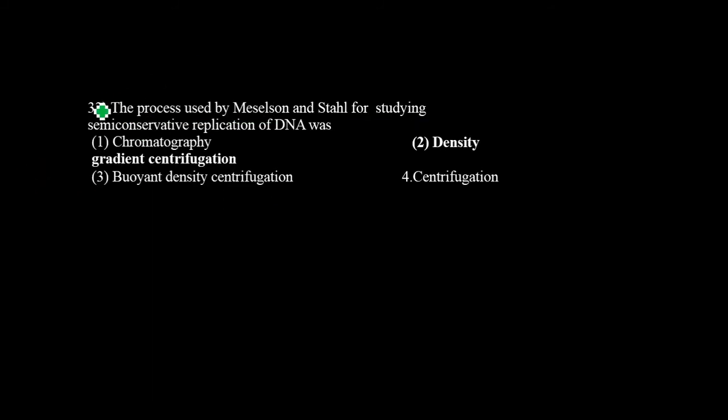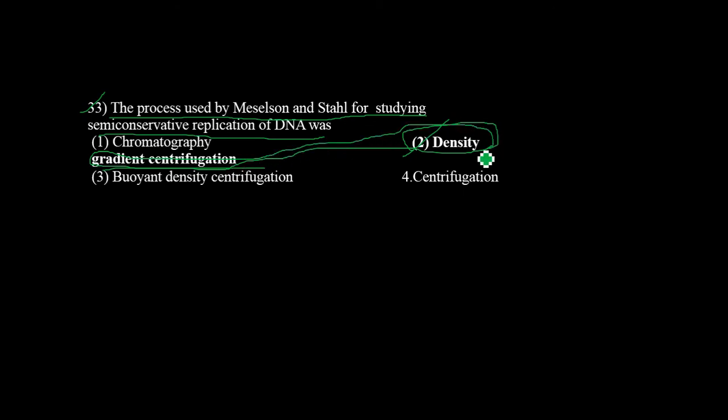Next, question number 33. The process used by Meselson and Stahl for studying semi-conservative replication of DNA was density gradient centrifugation. By using density gradient centrifugation, Meselson and Stahl studied the semi-conservative type of replication in E. coli bacteria. Hence, for question number 33, option 2 is the correct answer.